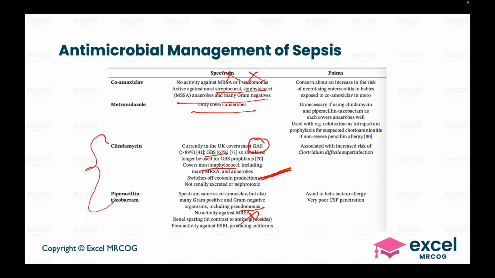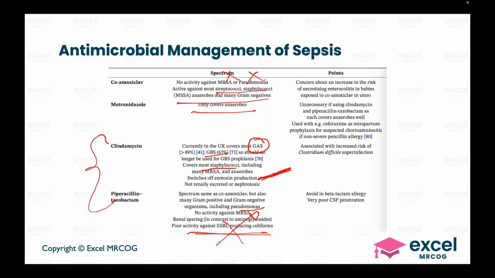Okay, but piperacillin tazobactam is not good for MRSA, and also ESBL producing coliforms. It will not act. I know this may be a little difficult to grasp, but remember, piperacillin and tazobactam, clindamycin are used first line. That means they will be active against the major organisms, your GBS, your staphylococcal infection, your gas infection. But what you need to remember is that against MRSA, we have special antibacterials. So these are not effective against MRSA.